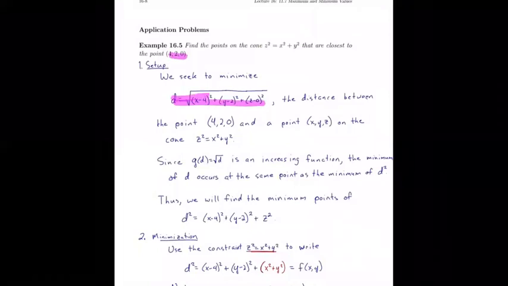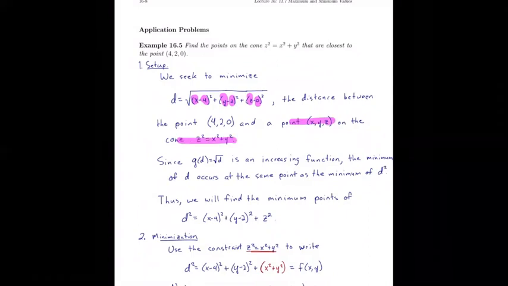And we're looking to minimize the distance between (4, 2, 0) and an arbitrary point (x, y, z), which happens to be on the cone z squared equals x squared plus y squared. So the way we've set this up is we've got our distance between an xyz point on the cone and our point (4, 2, 0), and we want to minimize this distance function d. There's a nice trick to this. You've probably seen it in Calc 1, minimizing similar problems.